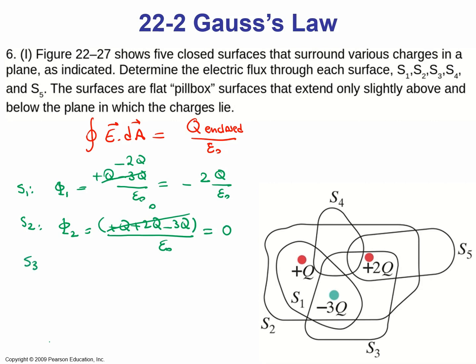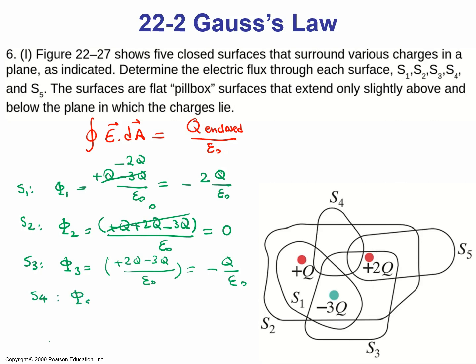For surface 3, the third flux is the net charge of plus 2Q and minus 3Q. So we have plus 2Q minus 3Q divided by epsilon naught, and that gives us minus Q divided by epsilon naught.